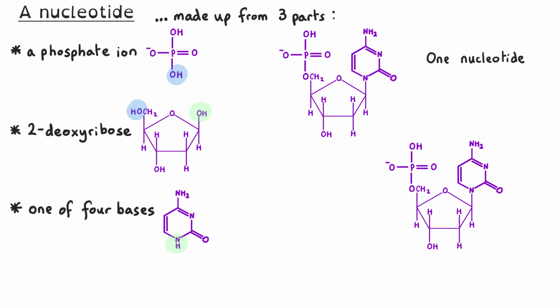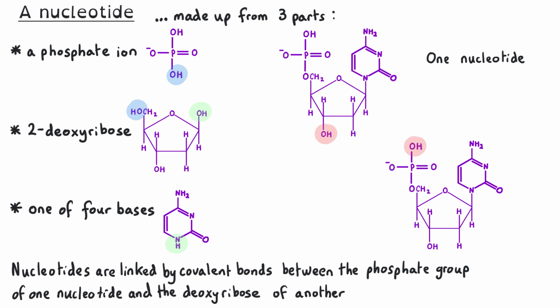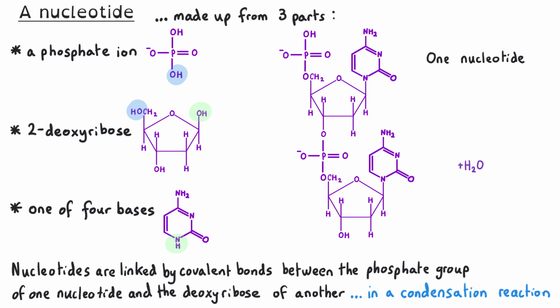If we have two of these nucleotides, they link together by forming covalent bonds between the phosphate group of one nucleotide, which is attached to position number 5, remember, and the deoxyribose of another nucleotide, and this time it bonds to carbon number 3. And this is another condensation reaction, so again we produce a water molecule. And this bonding would continue as more and more nucleotides join on until you have your complete, very long DNA molecule.